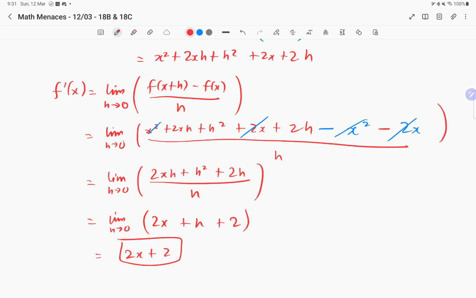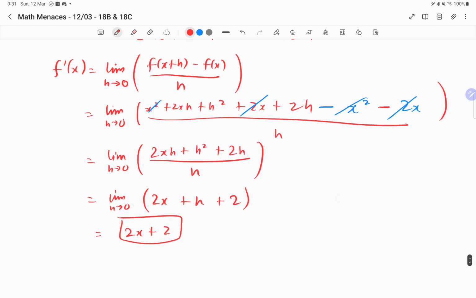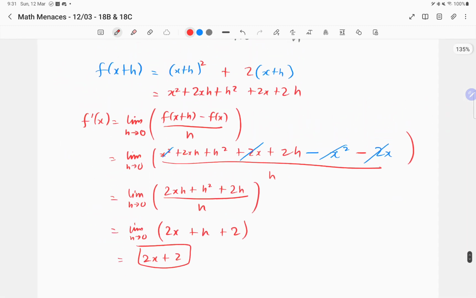Okay, any question? No? Alright, try question 3a. So remember, find f(x plus h) first and then just apply the formula. Make sure you write the formula before you substitute the values in. Okay, and start on 3a.